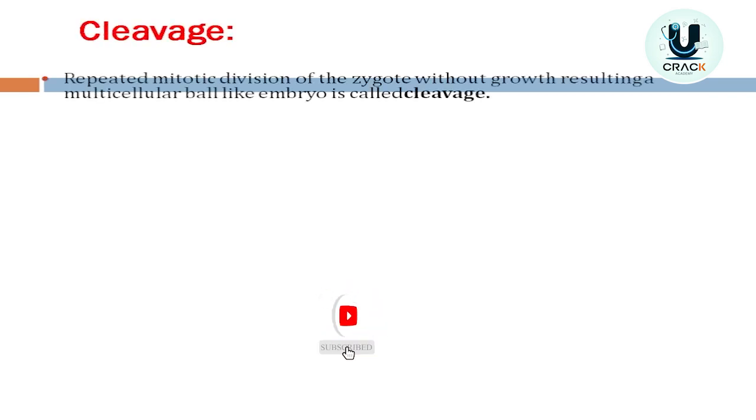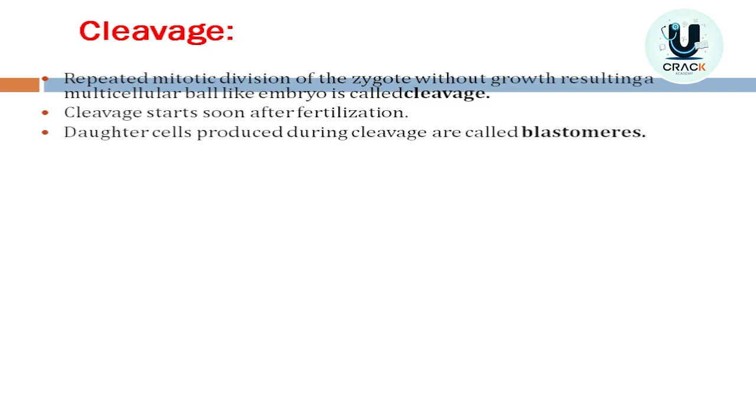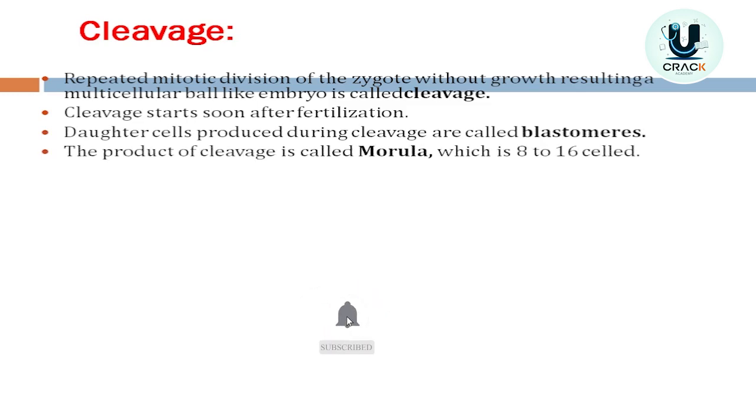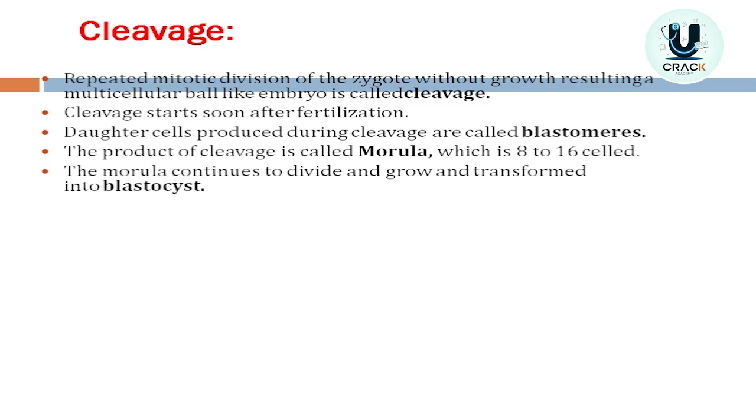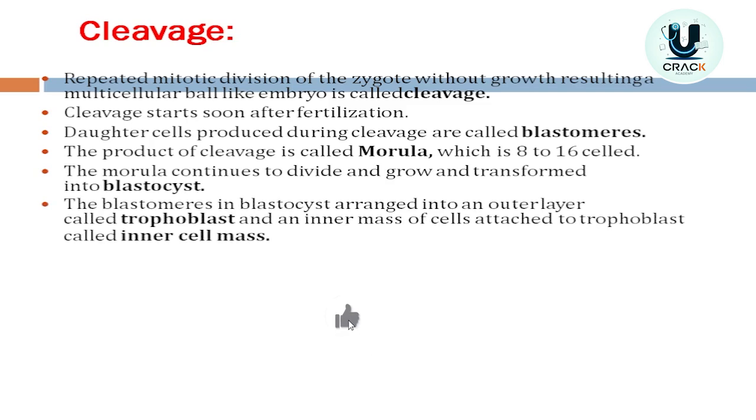Cleavage. Repeated mitotic divisions of the zygote without growth, forming a multicellular ball-like embryo, is called cleavage. It starts after fertilization, as we have discussed in the last slide. Daughter cells produced by cleavage are called blastomeres, and the product of cleavage is called the morula, which is 8 to 16 celled. The morula continues to divide and grow and transforms into the blastocyst. The blastomeres in the blastocyst are arranged into an outer layer called the trophoblast. The inner mass of cells attached to the trophoblast is called the inner cell mass.